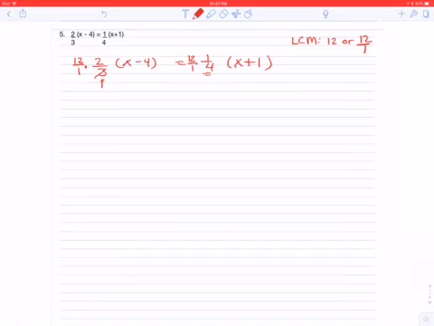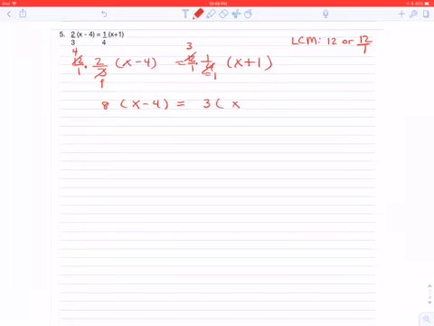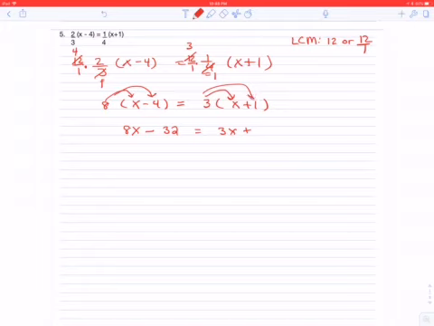3 goes into 3 once, into 12 4 times. So 4 times the 2 that's there, I have 8 times the quantity x minus 4 equals, 4 goes into 4 once, into 12 3 times. So 3 times 1 is 3 times the quantity x plus 1. Now I use the distributive property to get rid of the parentheses. So 8 times x is 8x minus 8 times 4 is 32. 3 times x is 3x plus 3 times 1 is 3.